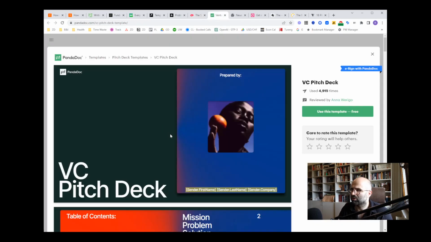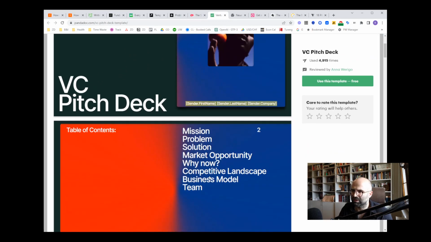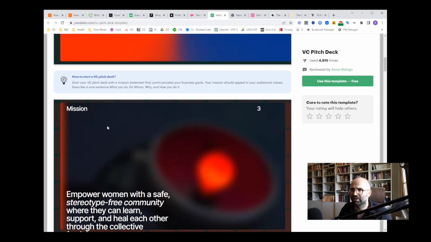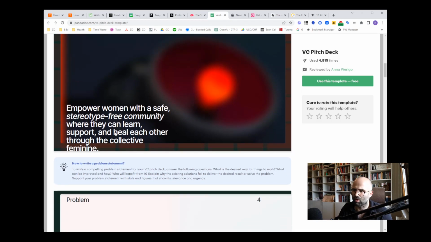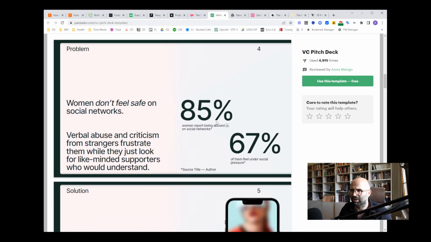And then there is PandaDoc, similar to Slidebean, very much focused on design. And I'm not sure I would set up my VC pitch deck just exactly like this. You definitely don't need a table of contents. Some of the stuff, I haven't read through this in detail, but I just noticed that there are some guidelines here too that you may want to have a look at that may be helpful for you.